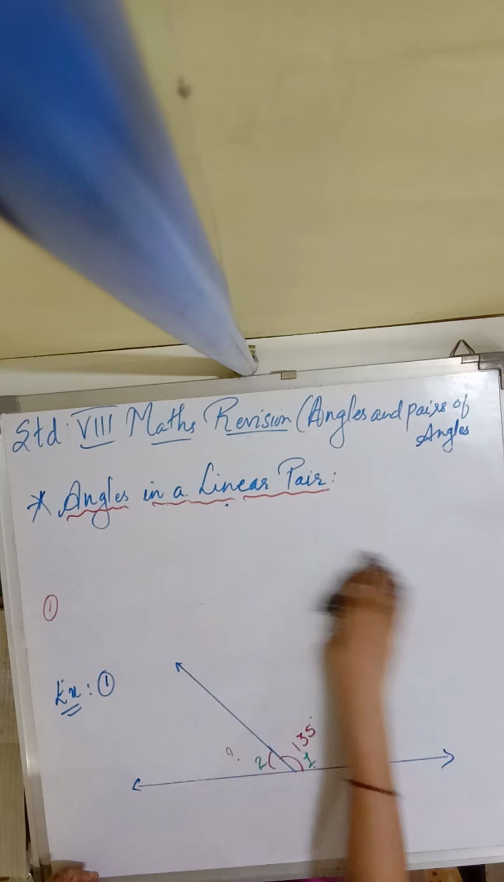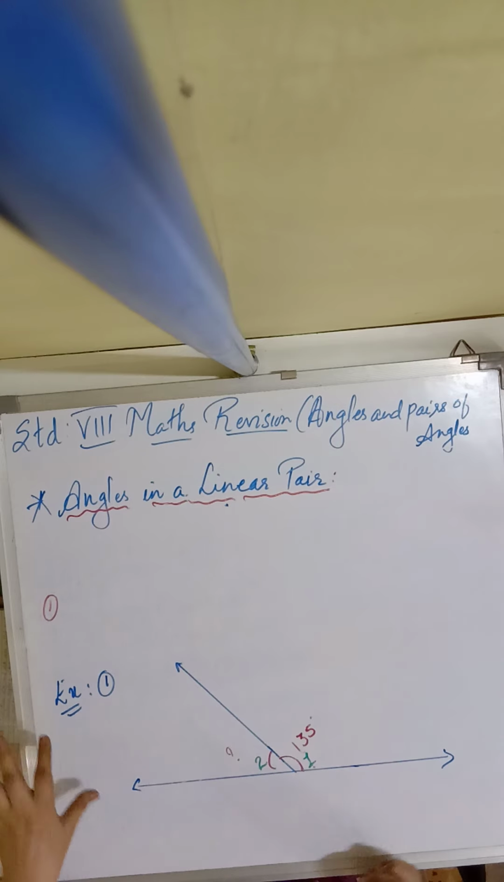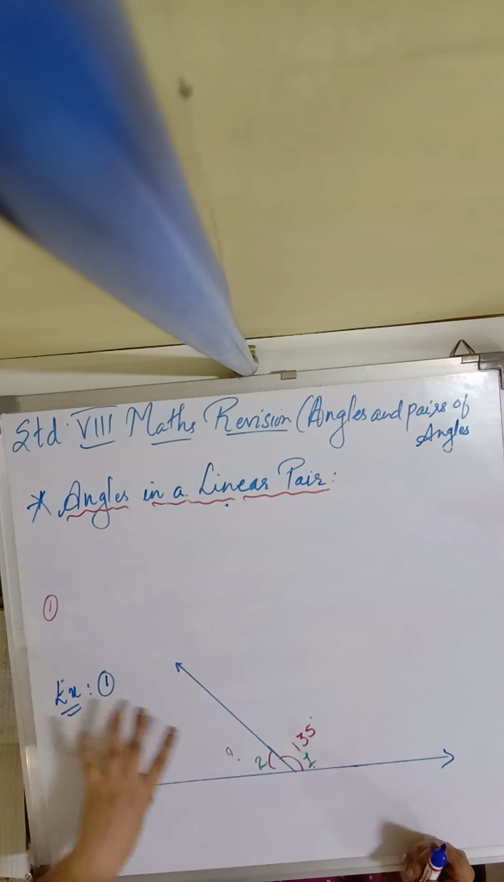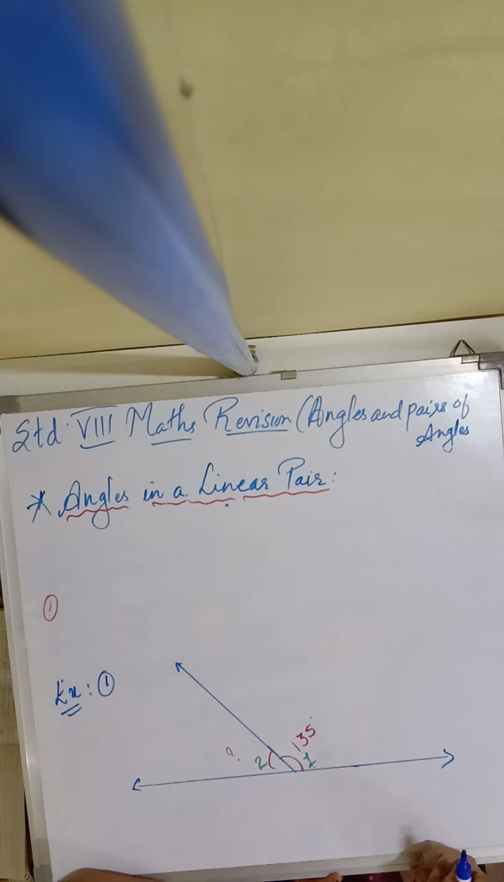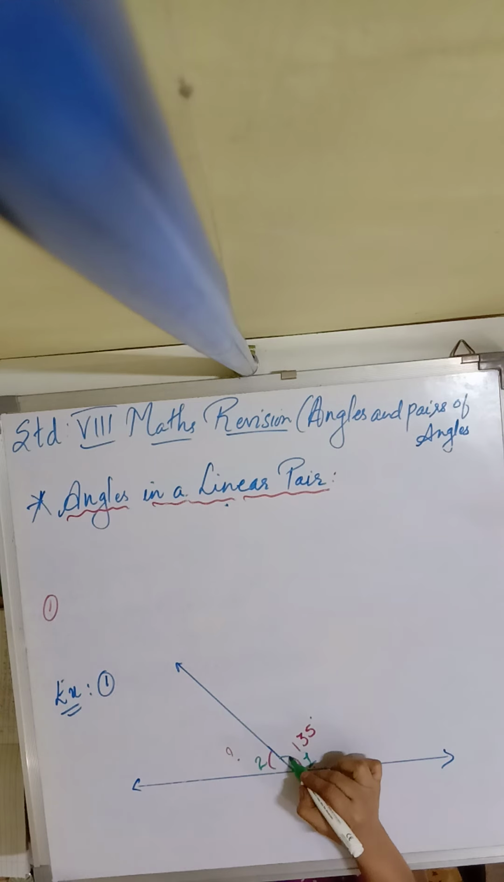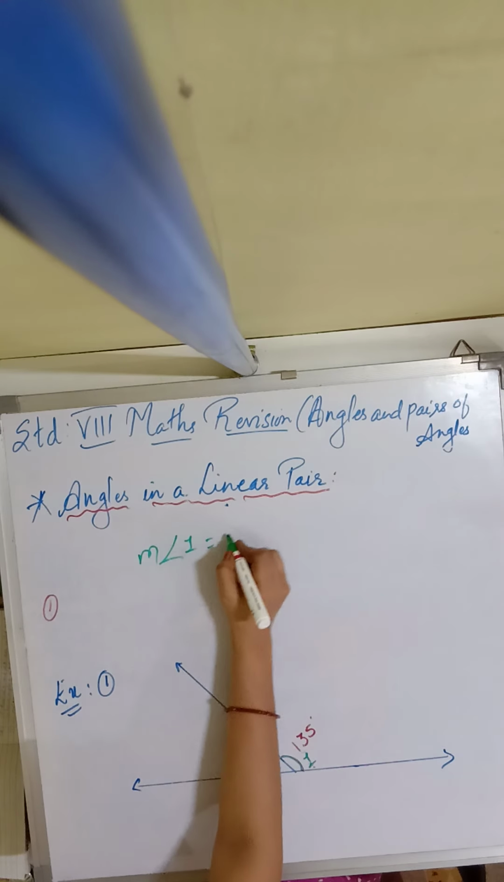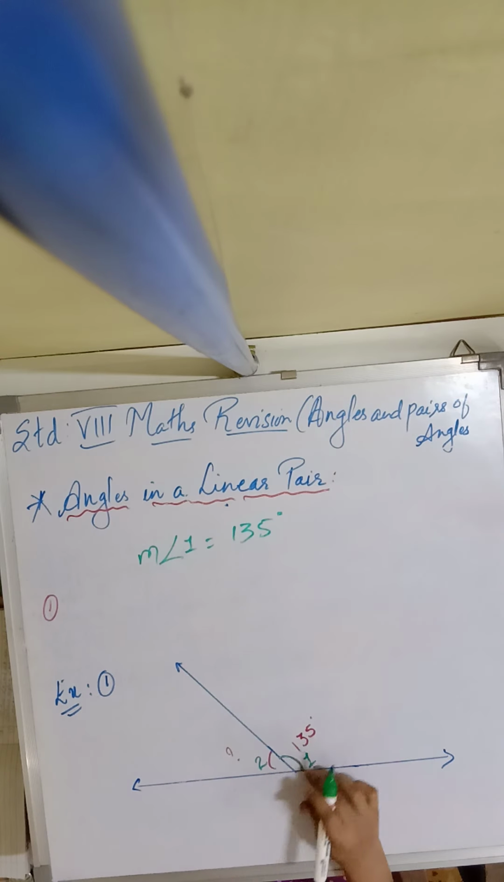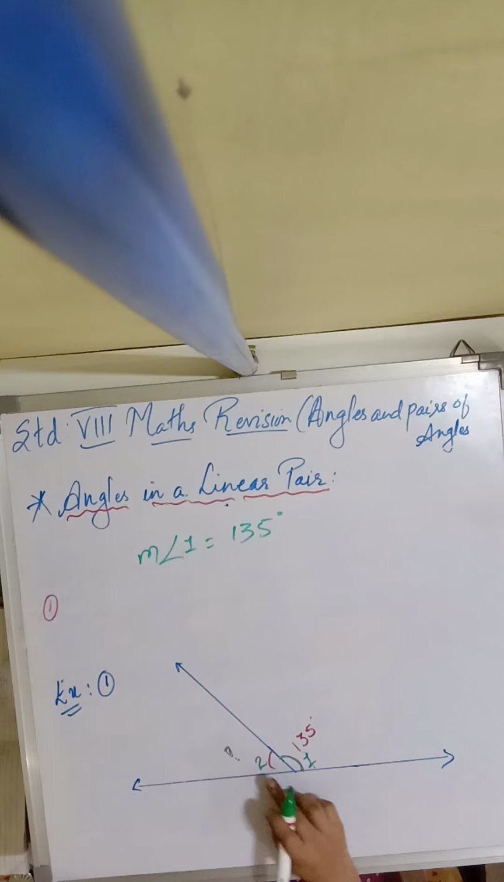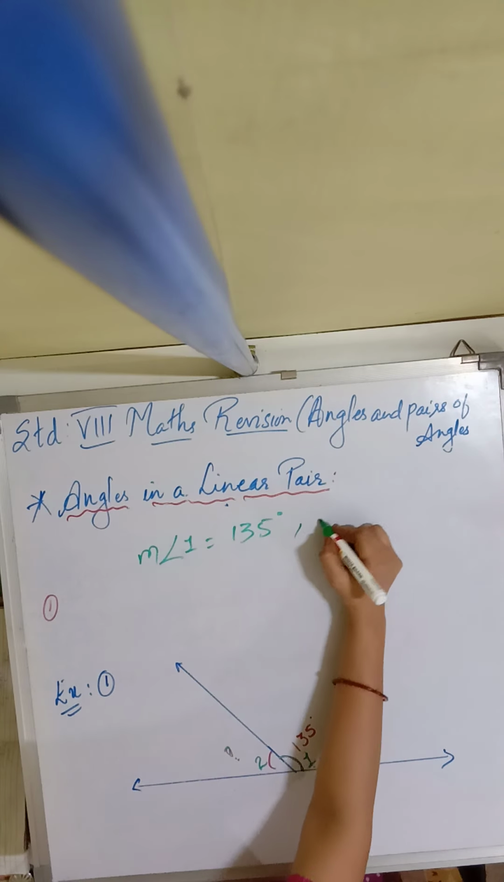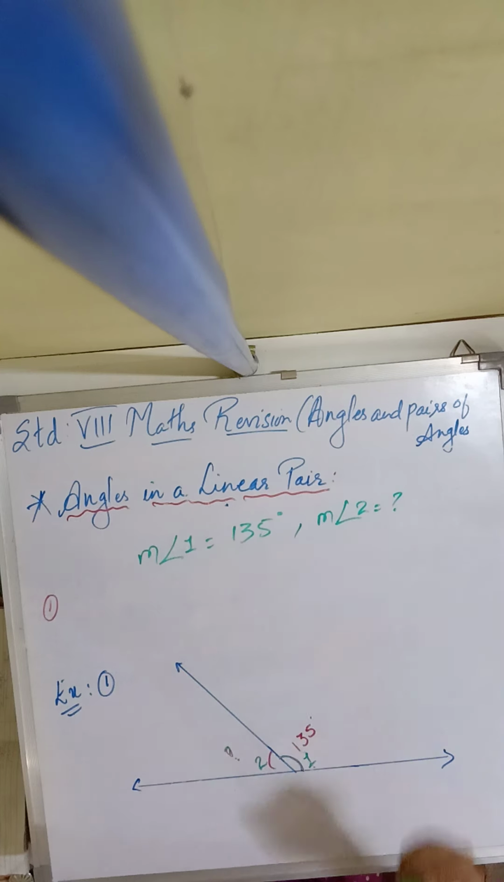Now here I have drawn one more angle. Let us understand with an example. Suppose I have drawn an angle over here, and I name this angle as angle 1. You can name with letters also, children. Suppose this angle is my angle 1 and this angle is my angle 2. Suppose the measure of angle 1 is 135 degrees. Then what will be the measure of angle 2? So the question is, the measure of angle 2 is equal to how much?